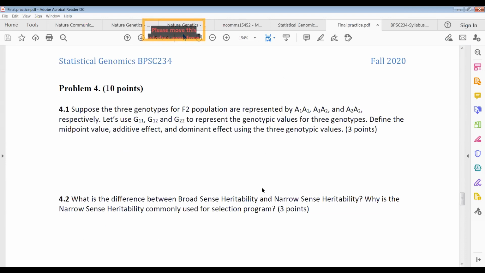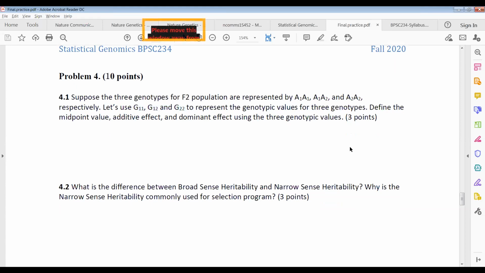Very good. All right, so problem 4. Suppose we are dealing with an F2 population and 3 genotypes here. If we use these values to represent the genotypic value for the 3 genotypes, define the midpoint value, mu, the additive effect, A, and the dominant effect, D, using the expression of these 3 values. You can use the diagram to show this, right? It's easy.